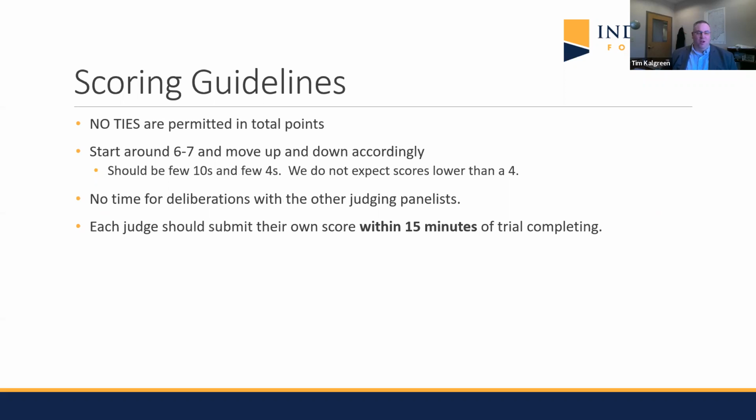You'll see on the next few slides our scoring rubric, but in your head, you should start around a 6 to 7 for each trial element and move up or down accordingly. 6 to 7 is going to be considered our average score. So there should be relatively few 10s and relatively few 4s, and we do not expect any score lower than 4. There's going to be no time for any deliberation with any other judging panelists, so it's going to be you and your impressions in scoring compared to our rubric.